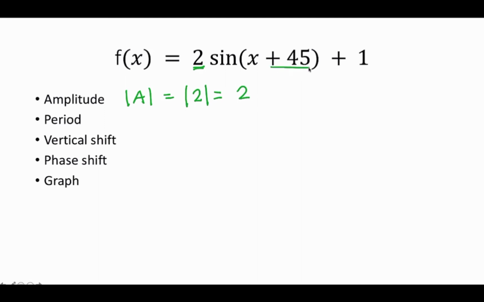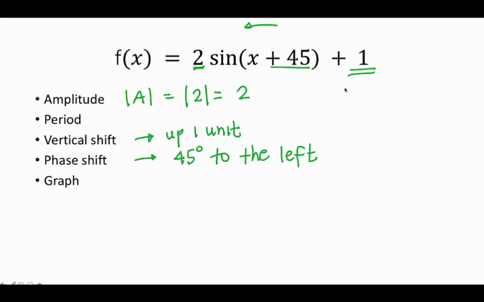Now, what does this plus 45 mean? We said that if this is plus, the graph is going to the left. So that means there is a phase shift of 45 degrees to the left. This one is the vertical shift that is positive. That means the graph is moving up 1 unit compared to the graph of the mother function, y equals sine of x. Now the period is 2 pi over b or 360 over b.